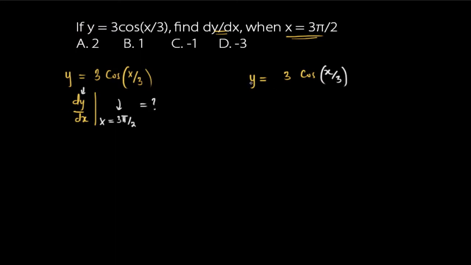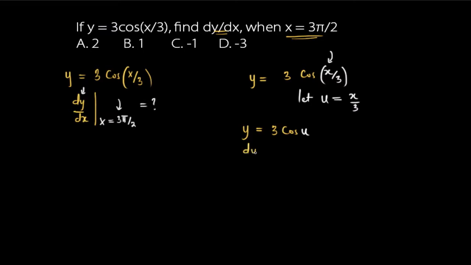The function I have for y is actually a composite function. It's going to be a little difficult to find the derivative of this trigonometric function directly, so I'm going to make a substitution. Let u be equal to x all over 3. If u equals x all over 3, I can rewrite y to be equal to 3 cosine of u.